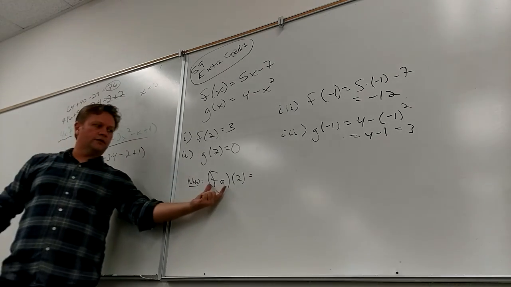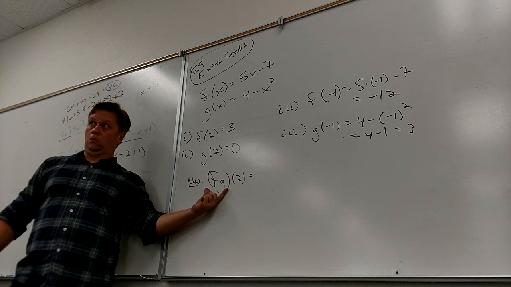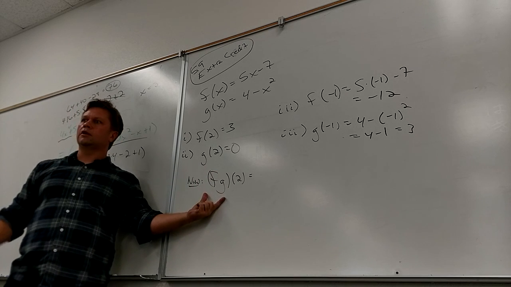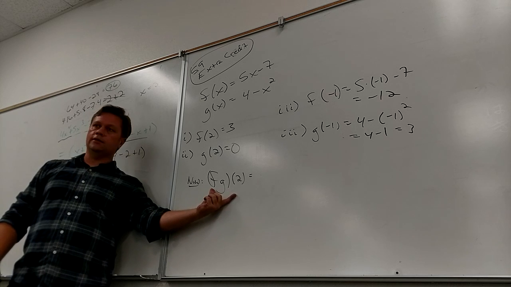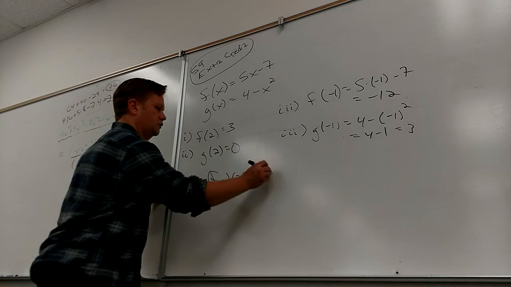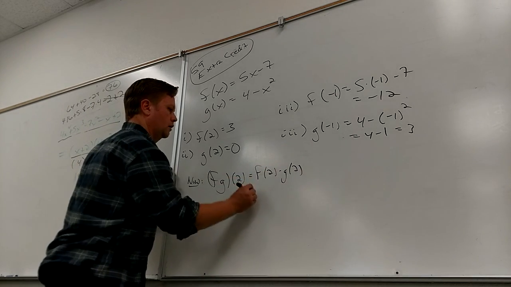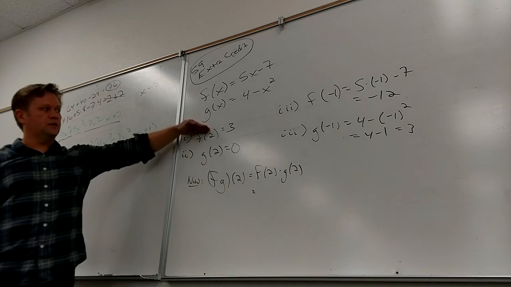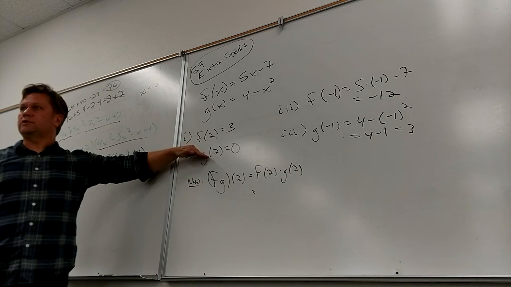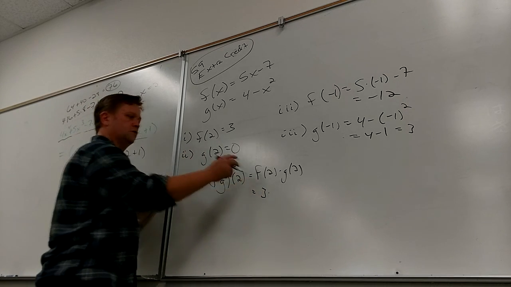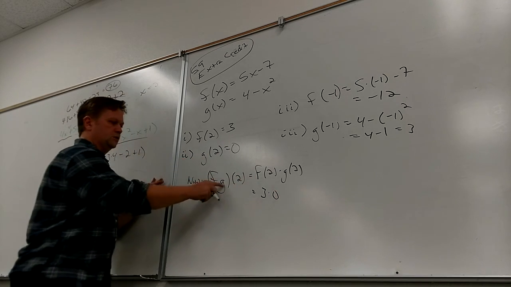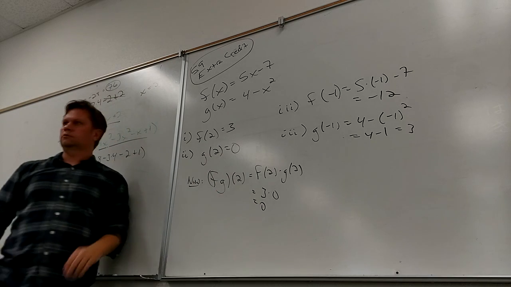What does it look like the functions are doing with each other? Multiplying. Yeah, they're multiplying with each other, right? So another way to write this is f of 2 times g of 2, which really just becomes this and this, right? What's f of 2? 3. And what's g of 2? 0. So what's f times g of 2? 0.